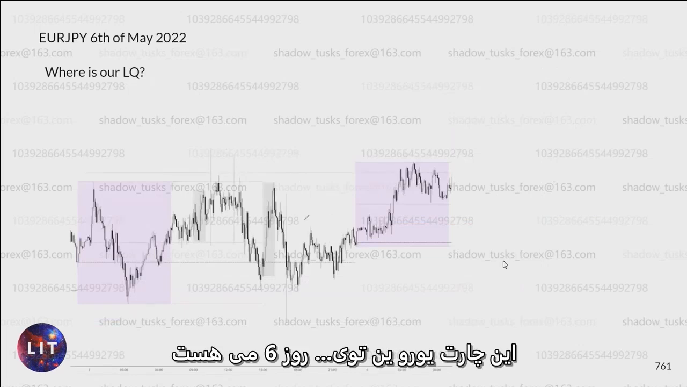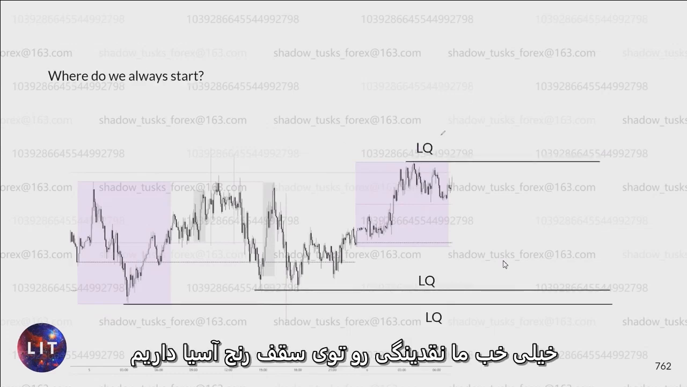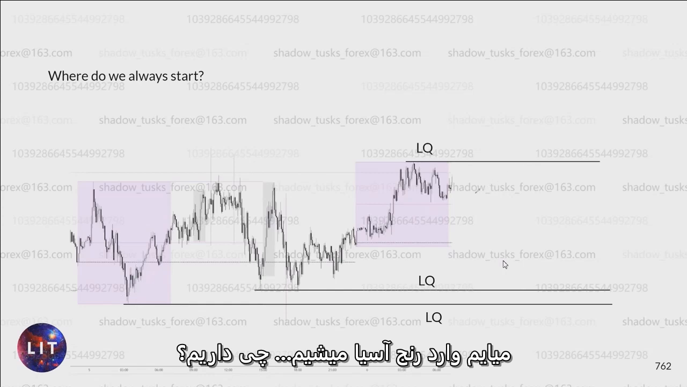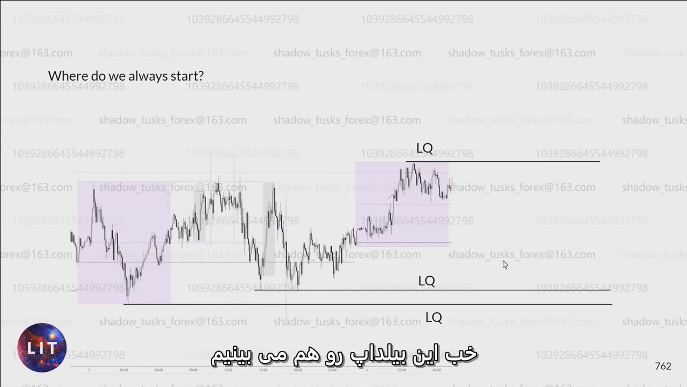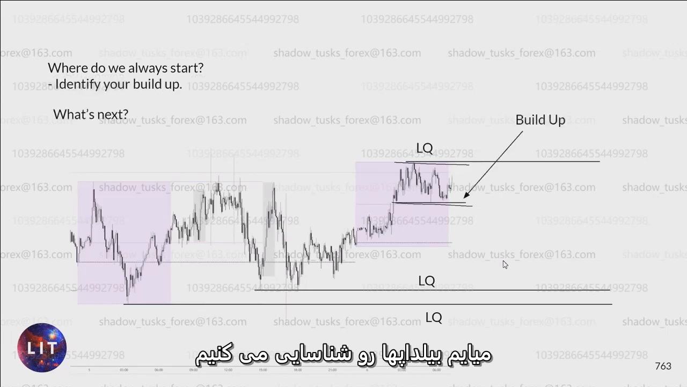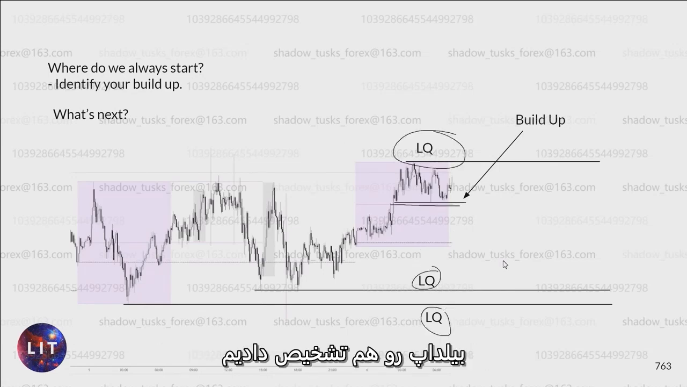All right. So this is Euro JPY on the 6th of May. First off, where is our liquidity? Well, we've obviously got liquidity at Asia high, liquidity at these equal lows, and also liquidity at this previous day low. Coming into Asia, what are we seeing? Well, we're seeing a build up as well. So ideally, where do we always start? We identify our build ups, of course. What is the next step in the process? So we've identified where our liquidity is. We've identified our build up.